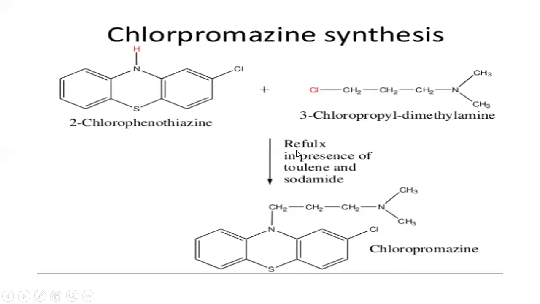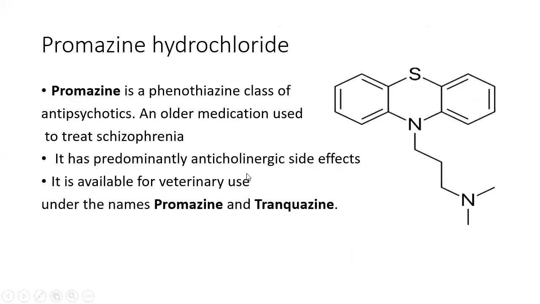Okay, so this reaction is being refluxed in the presence of toluene and sodamide. Okay, sodamide is NaNH2. Now the next drug is promazine. So you can see the structure of promazine. So it is also a phenothiazine derivative which is used as an antipsychotic. It is used for the treatment of schizophrenia and it has anticholinergic side effects. And because of the side effects, its use is restricted, but it is used for veterinary purpose in the name of promazine and tranquazine.